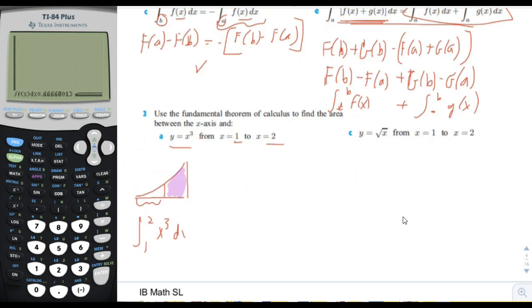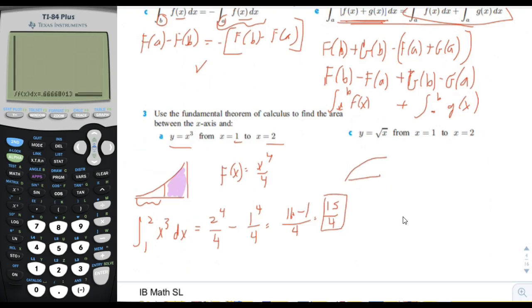And we remember that the antiderivative of x cubed is x to the 4th over 4. So we're going to have x to the 4th over 4, where x is 1 first, no, 2. And then we subtract out when x is 1. And so basically that gives us 16 minus 1 divided by 4, which is 15 fourths. Okay. And the other one is y equals square root of x. And so again, instead of looking at the region 0 to 1, we're going to look at the region 1 to 2.